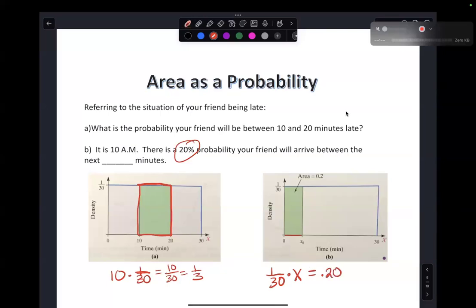So dig way back, deep into your algebra skills. 1/30th is the same thing as dividing by 30. To undo division, we're going to use multiplication. So I'm going to multiply both sides by 30. So X equals 1/30 times 0.2, or rather 30 times 0.2. X equals 6. So there's a 20% chance that he will arrive in the next 6 minutes. Questions on this?